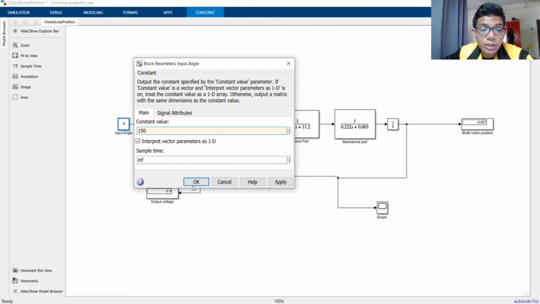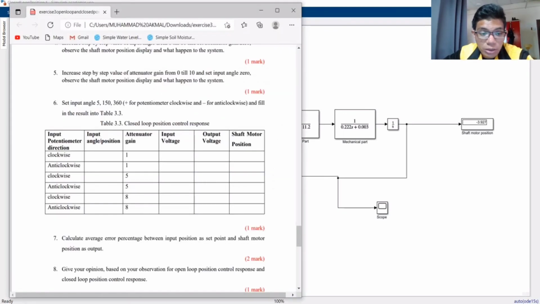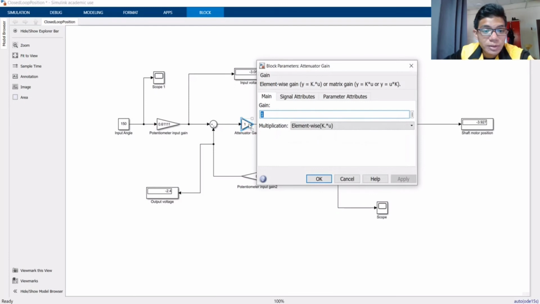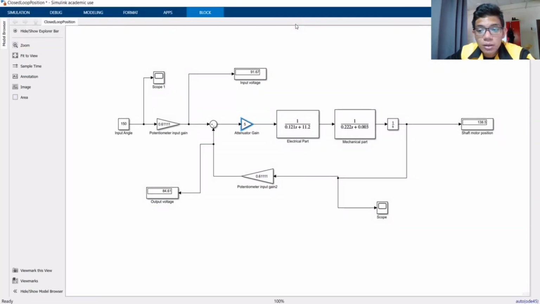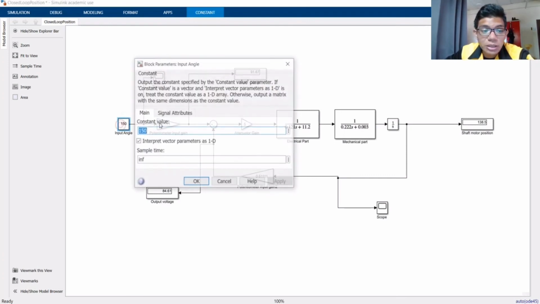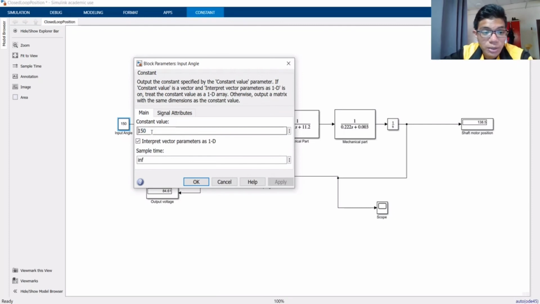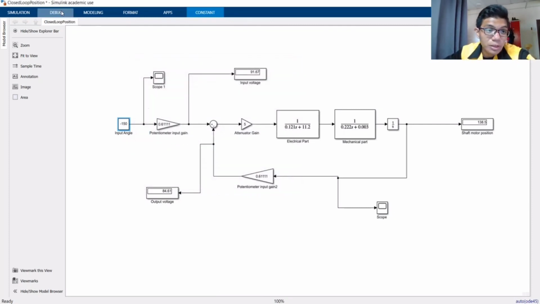Okay, next we change the input angle to 150 positive for the clockwise, and then we change the attenuator gain to 5. Okay, we change it to 5, and then we run the simulation. We get the input voltage of 91.67 volts and the shaft motor position of 138.5. Okay, if we change it to negative to indicate that it is anti-clockwise, it will get the same values, except the input voltage has the negative sign and the shaft motor position has the negative sign.